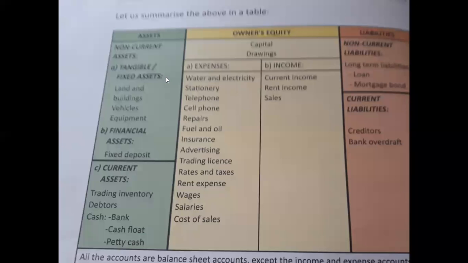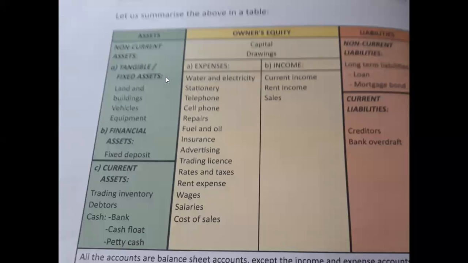Telephone bill, you need to pay for it. Stationery, you purchase stationery, but you need to pay for it. Fuel and oil, so you need to put some fuel in your car and you need to pay for it. If we go a little bit down, wages and salaries, you need to pay the wages and salaries. So I think you guys can hear every time when you pay something, then it is an expense.